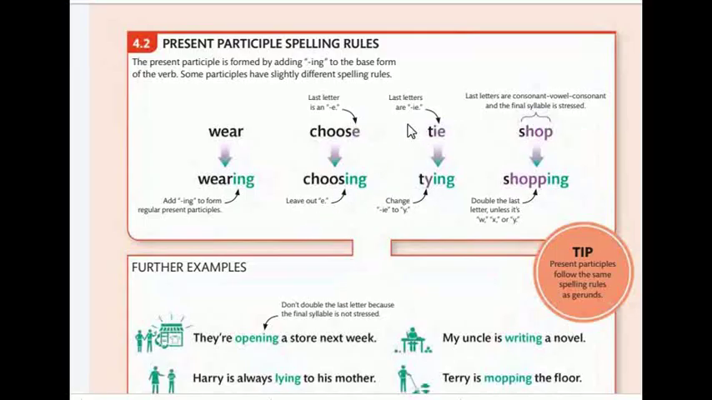Tie, tying. The last letters are I-E, change into Y. Shop, shopping. Last letters are consonant, vowel, consonant, and the final syllable is stressed. Shopping. Double the last letter, unless it's W, X, or Y.